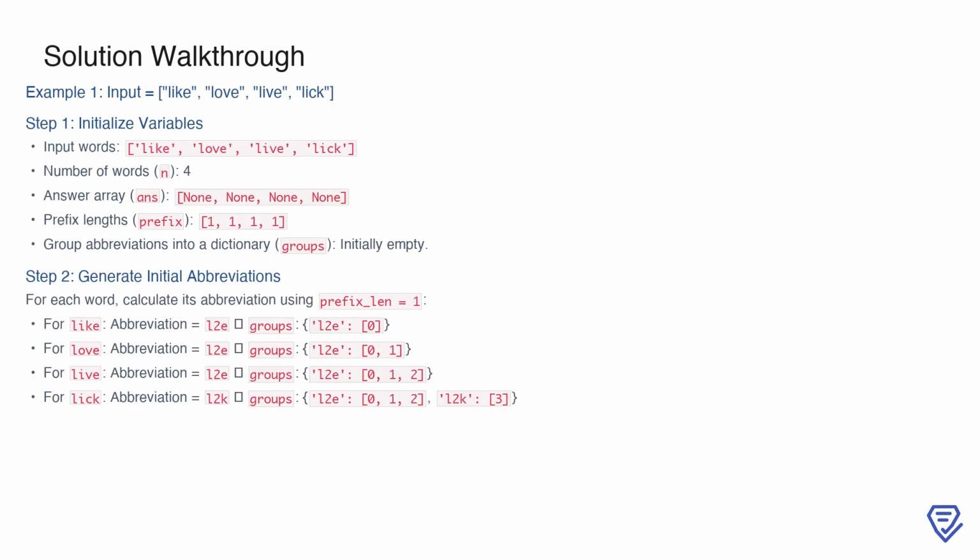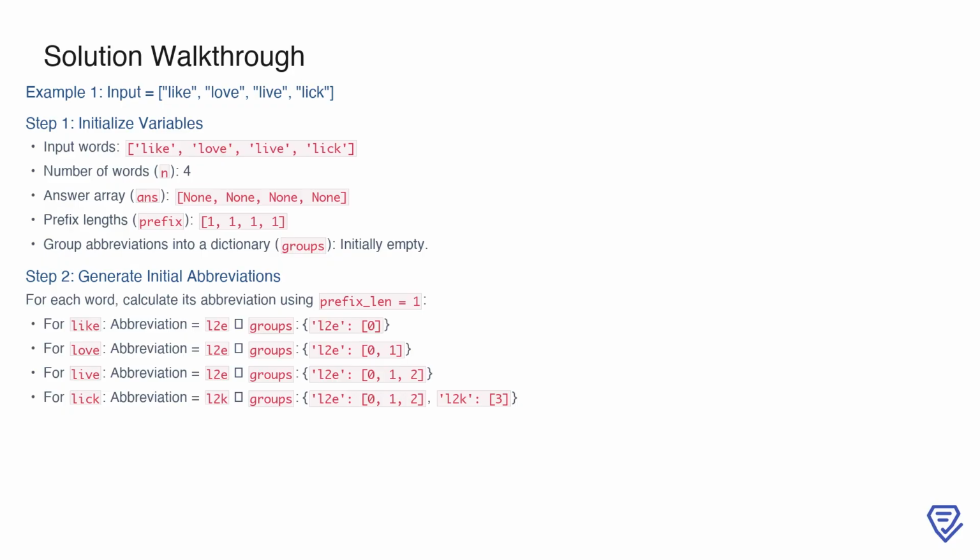To solve the word abbreviation problem, we start with the input list of words, like love, live, lick. First, we initialize some key variables. The number of words, denoted as n, is 4. We create an answer array ANS initialized with none values, one for each word. We also initialize a prefix array with all values set to 1, indicating the starting prefix length for each word. Additionally, we use a dictionary called groups to group words by their abbreviations. Initially, this dictionary is empty.